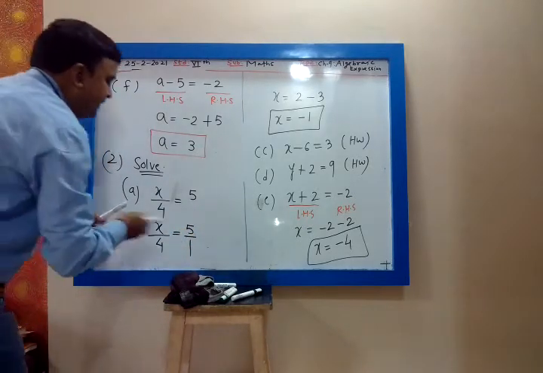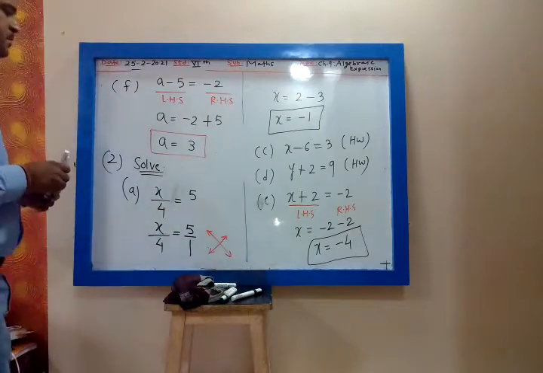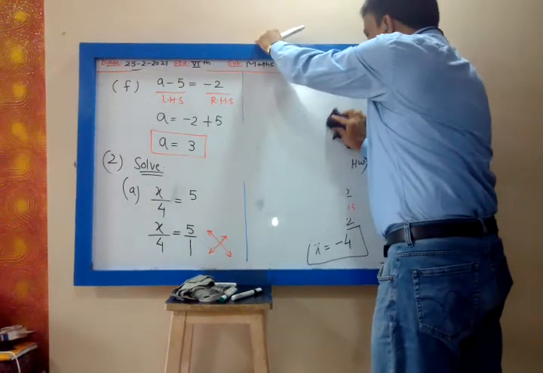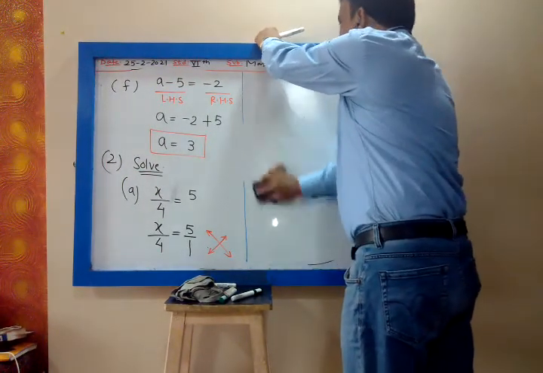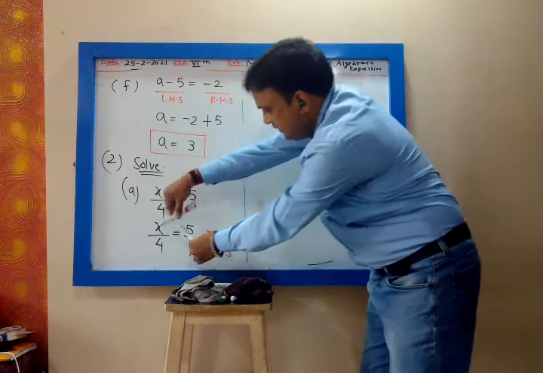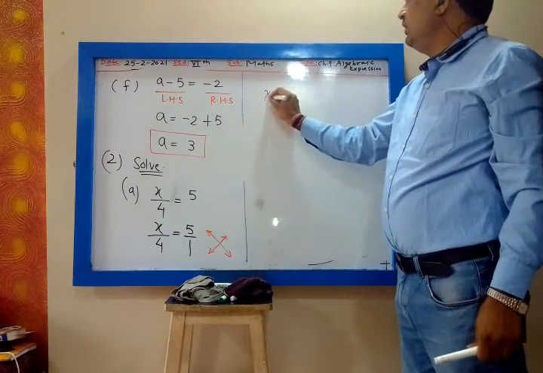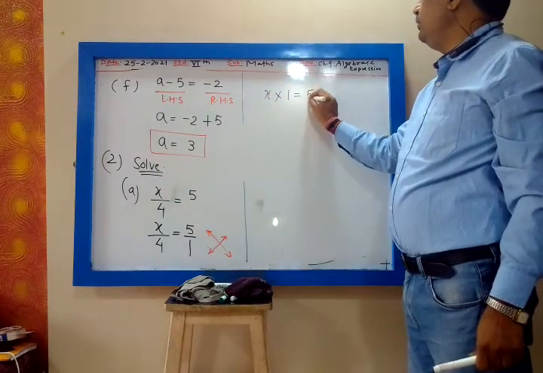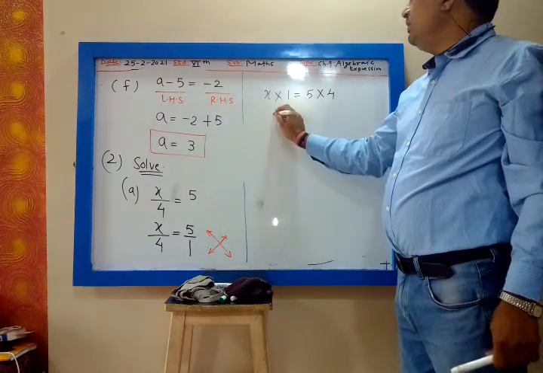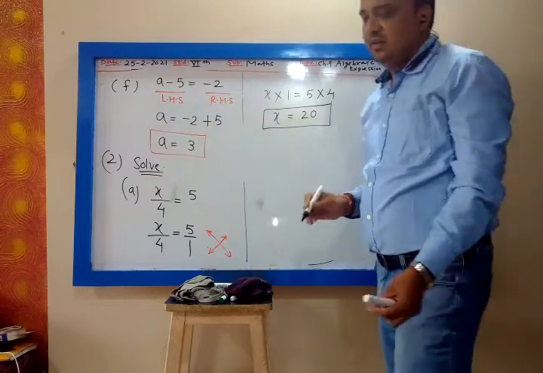Now I will cross multiply. Whenever there is equality of fractions, you have to cross multiply. So cross multiply in this way. So what will you get? x into 1 is equal to 5 into 4, or 4 into 5, both the same. x into 1, any number multiplied with 1 will give you the same number, x. 5 into 4 is 20. So this is the answer, x is equal to 20.